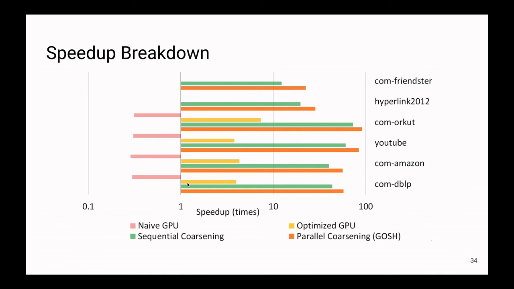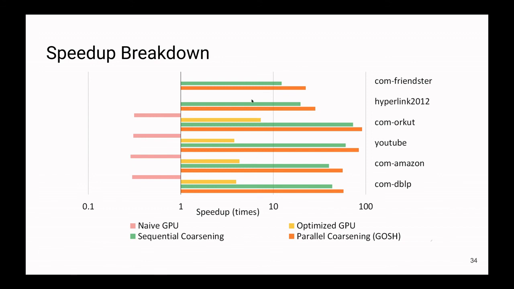Here you can see the speedup breakdown of Gosh. As a baseline, we use a multi-core CPU implementation. A naive GPU implementation actually degrades the performance, which emphasizes the importance of good GPU coding. Actually, the optimized, carefully implemented GPU version can have speedup over the CPU baseline, where the speedup can be up to 9 times.